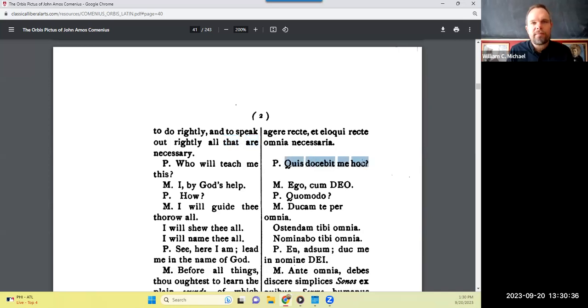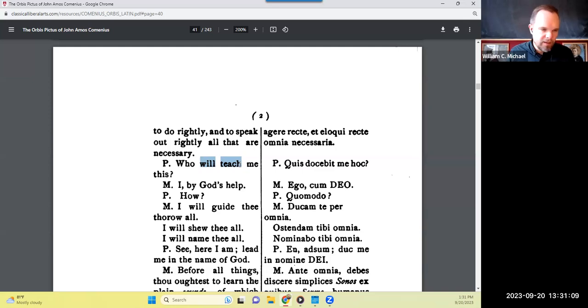Quis docebit me hoc? And notice we have another question word that starts with a Q, another one of these Q question words, quis, and we see it translated as who. So we've got two different words we've learned so far, quid and quis. Quid was translated what? Quis is translated who. Quis docebit me? Docebit is translated will teach. Who will teach? So docebit, we see the verb to teach.